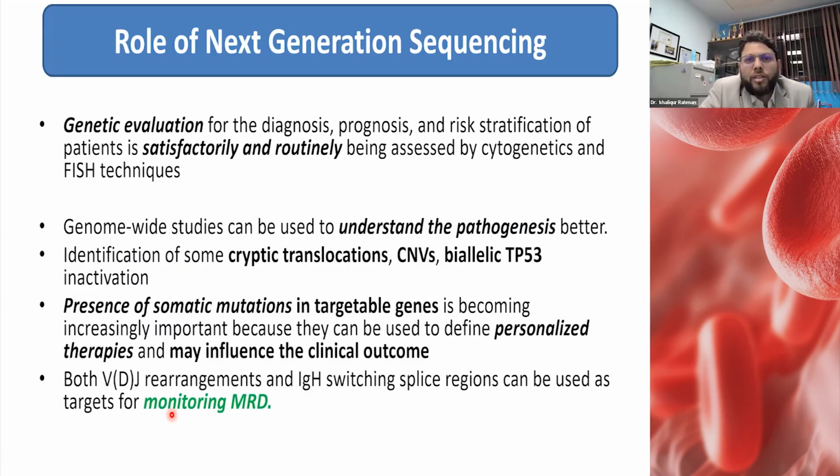As of now, the staging of the patient and the diagnosis, whatever is required, is satisfactorily and routinely being performed with the help of FISH. But definitely there are certain things, some cryptic translocations, some CNVs and TP53 mutations, which is important to define biallelic TP53 inactivation, that is not possible with the help of FISH, and that's how you need next generation sequencing or high throughput sequencing. It also helps you understand the pathogenesis better.